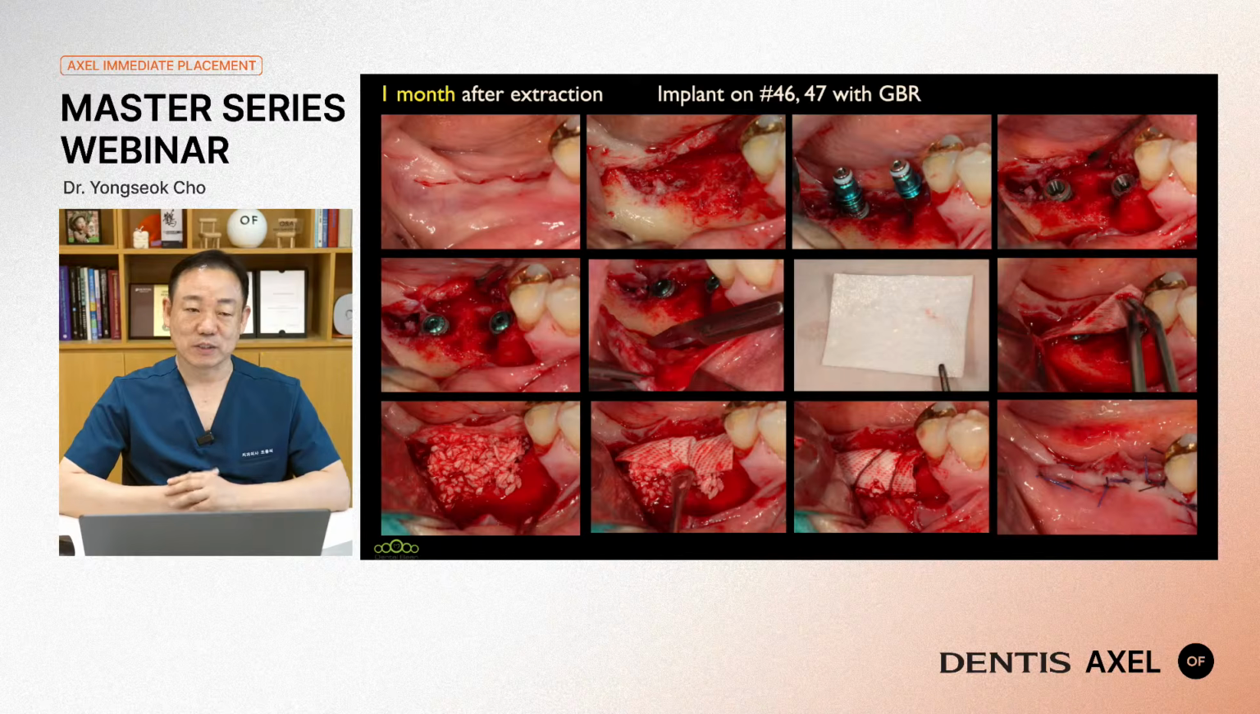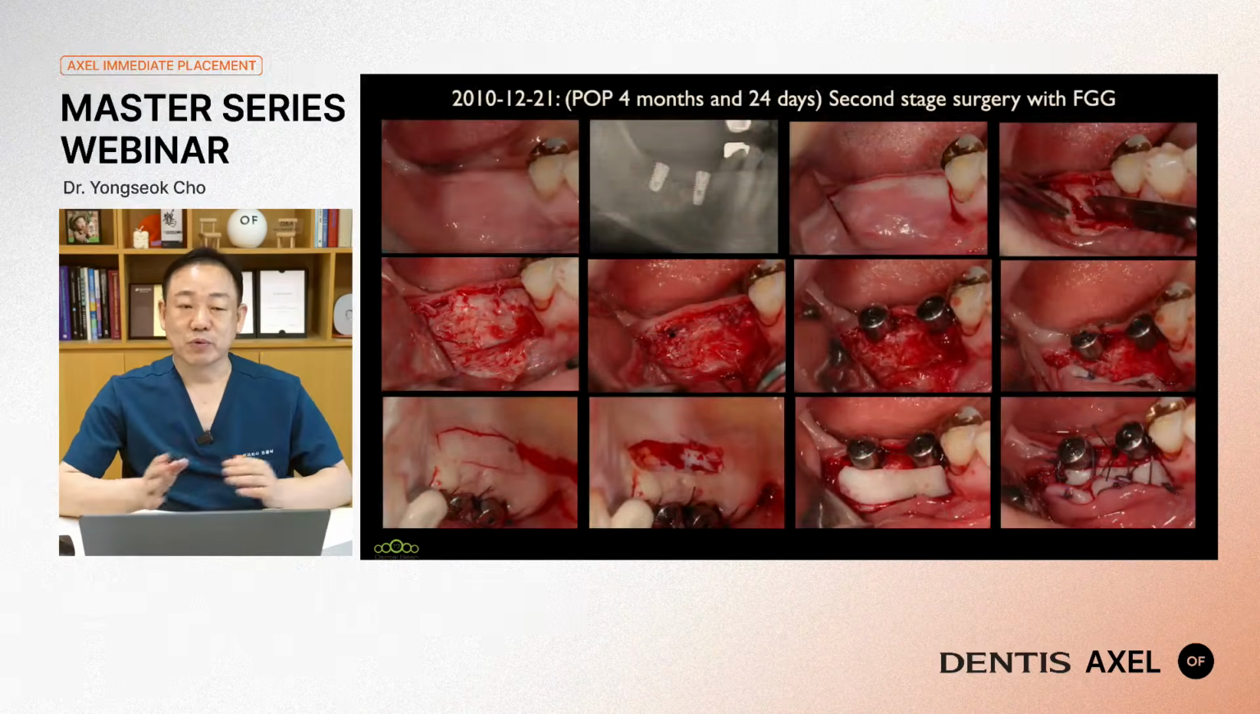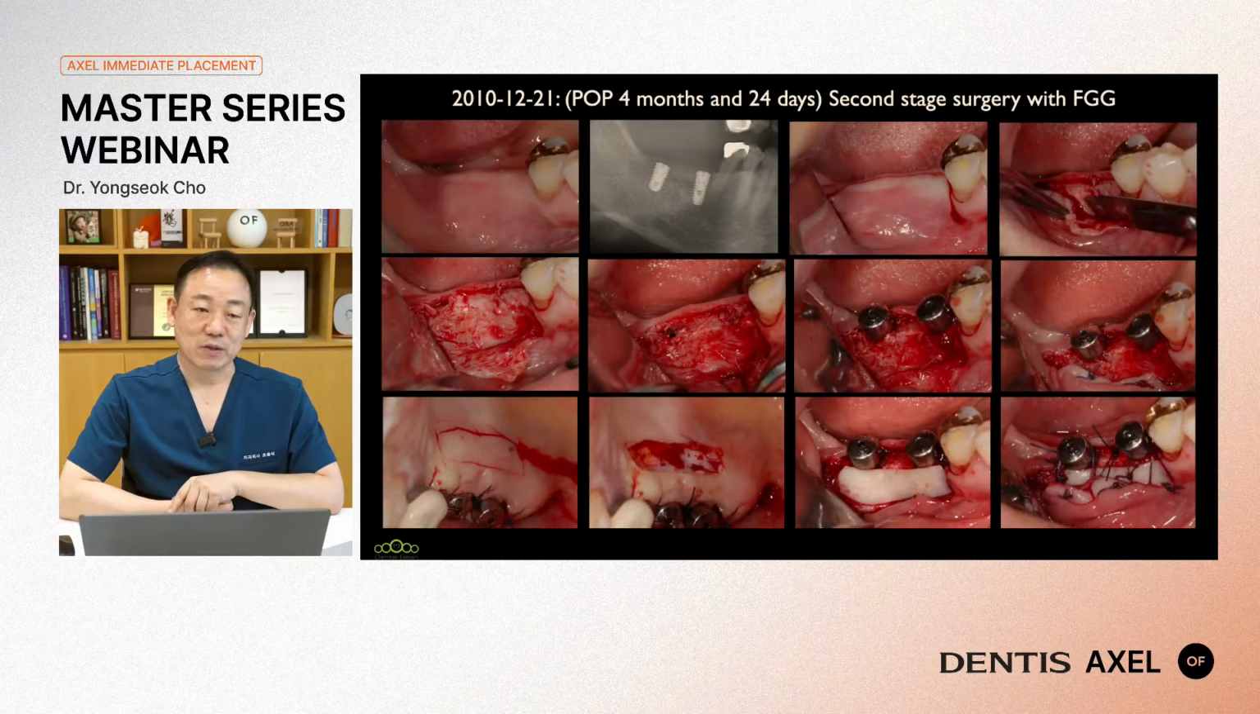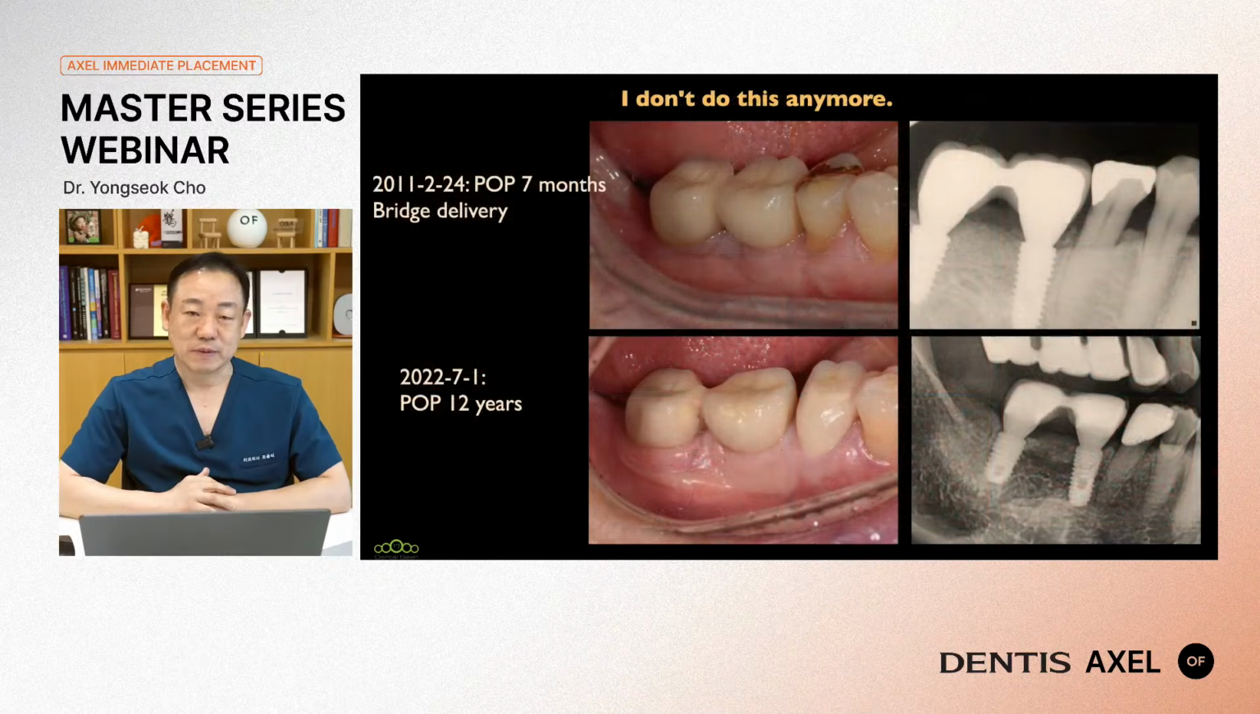Standard GBR was done and the implants were submerged. Because of pulling a buccal flap, there was a lack of keratinized tissue. I had to do a free gingival graft to increase keratinized tissue. During the second stage surgery, I performed the FGG, and the final outcome is here. The lower pictures are 12 years later. We can see nice condition of bone and soft tissue.